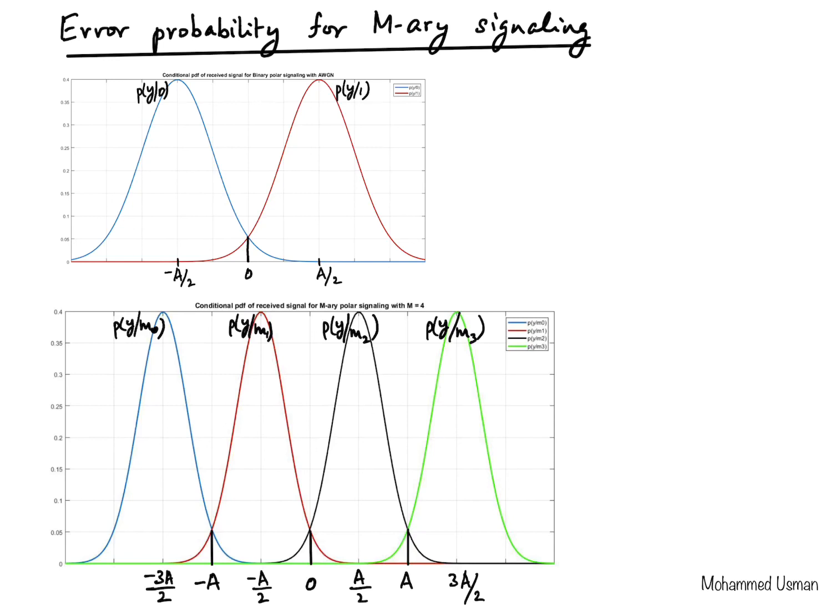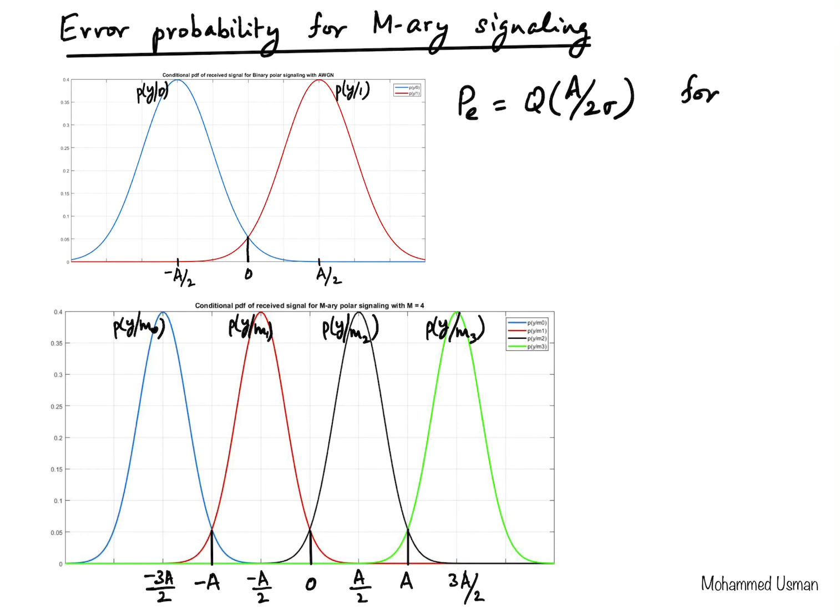The next topic that we're going to deal with is the error probability for M-ary signaling for any general value of M. Previously, we had derived the error probability for the binary case, and we did that for both the unipolar as well as the polar signaling, and eventually we worked out that the polar signaling is better than the unipolar signaling. But nonetheless, in both the cases, we got the expression for the error probability PE as Q function of A by 2 sigma. That's for the binary case.